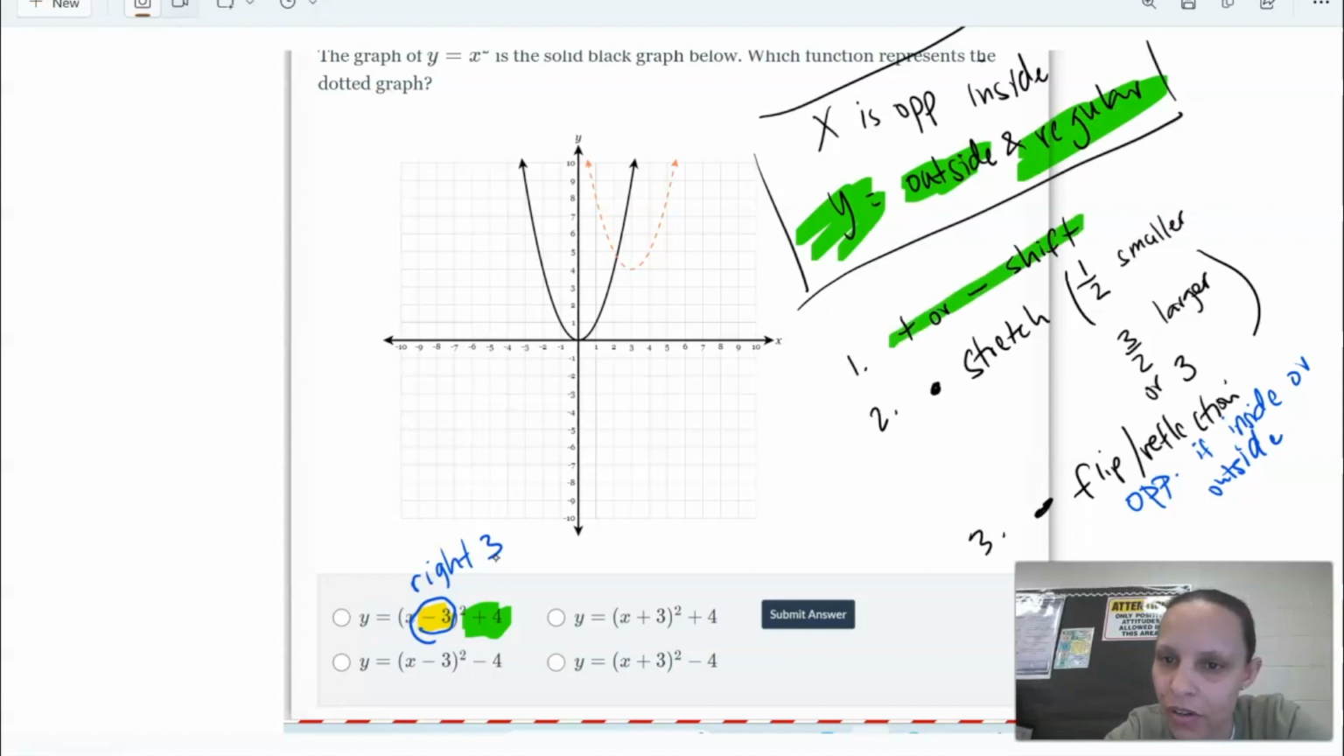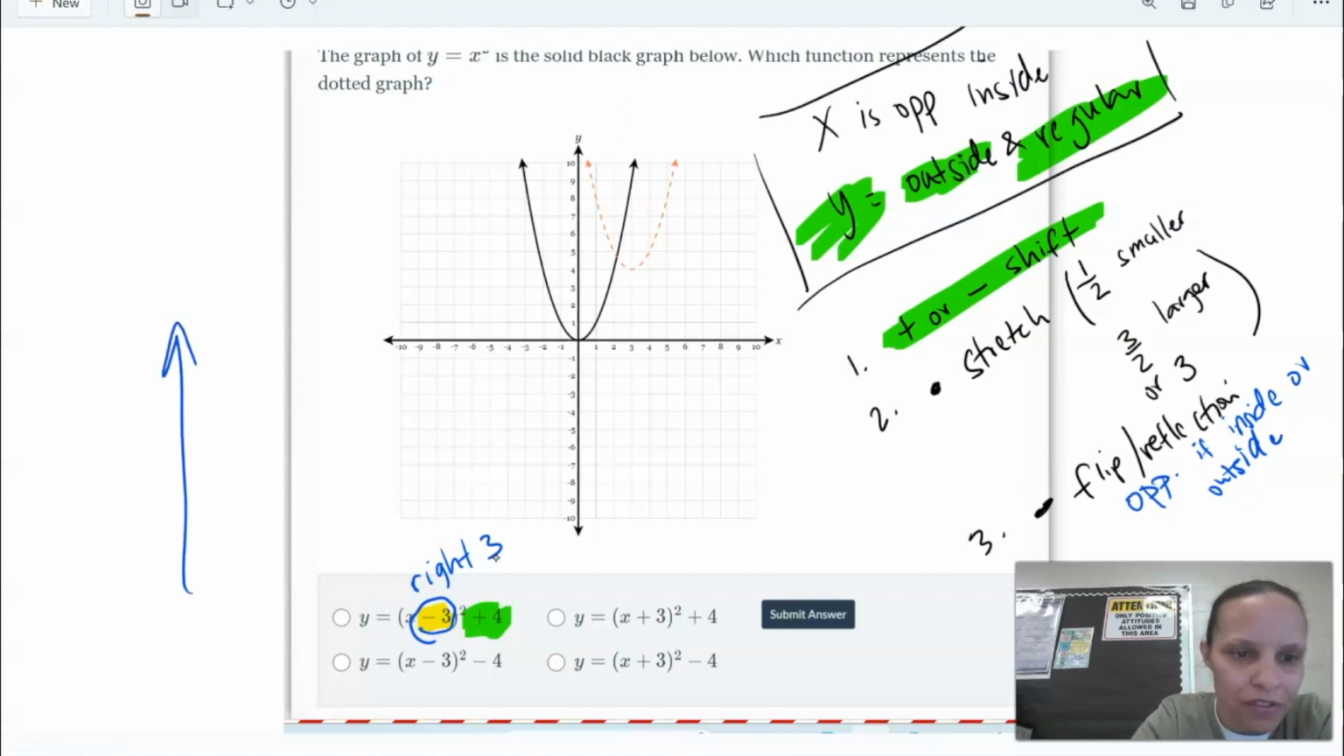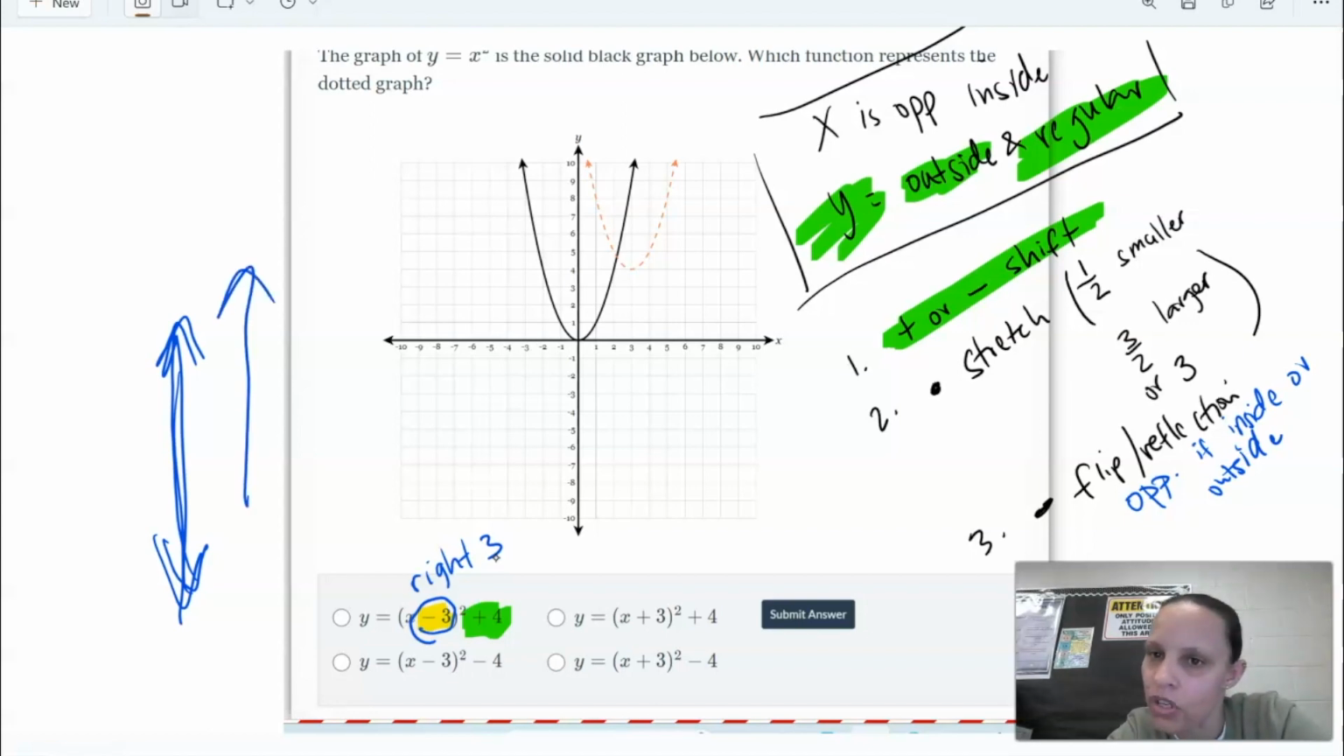So remember, adding and subtracting are shifts, right? If I think of the y-axis, if I'm adding, I'm going up. If I'm subtracting, I'm going down. So this one is going up. And again, it's what you think because it says it's regular, right? So this is actually up 4.